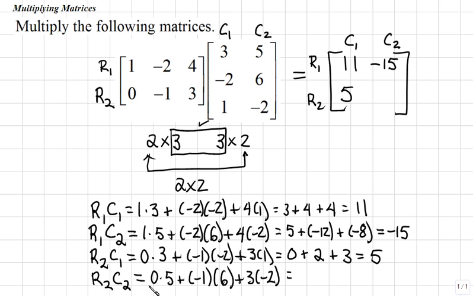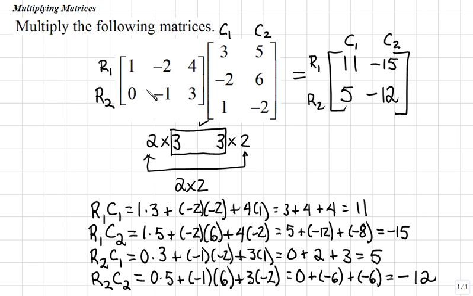And last, row 2, column 2 would be 0 times 5 is 0, plus negative 1 times 6 is negative 6, plus 3 times negative 2 is also negative 6. 0 plus negative 6 is negative 6, and negative 6 plus another negative 6 results in negative 12. So our result for row 2, column 2 becomes negative 12.